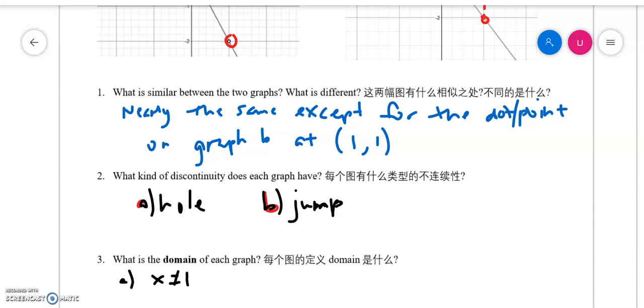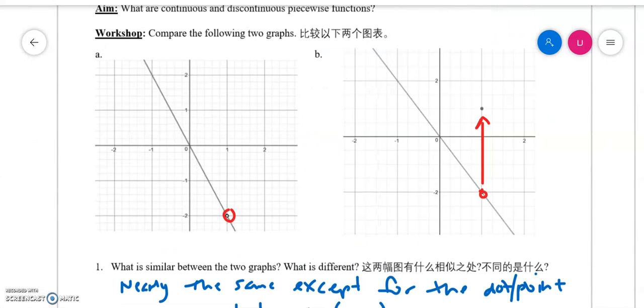So x does not equal 1, which you can also write as x is less than 1, or x is greater than 1. So you can write it these two ways. Either one is good. Now graph B, remember, was slightly different because it had the point over here.